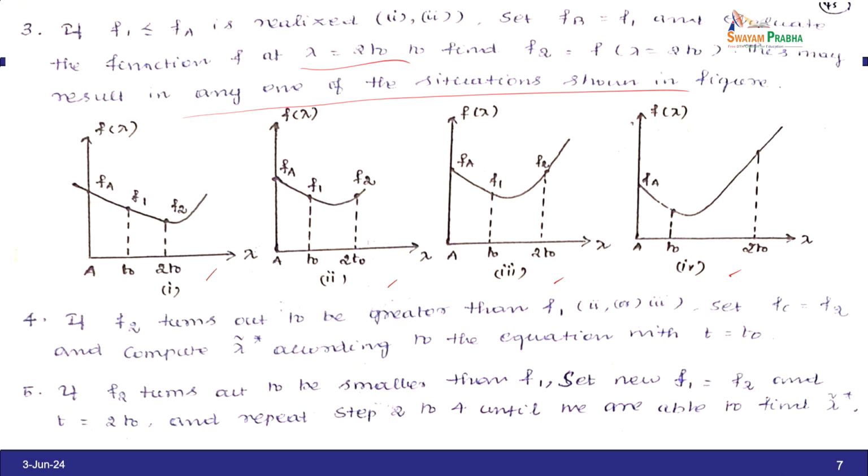If f2 turns out to be greater than f1, set f c equal to f2 and compute lambda according to the equation t equal to t naught. If f2 turns out to be smaller than f1, set f1 and f2 equal and t equal to 2 t naught, and repeat steps 2 to 4 until we are able to find lambda star.